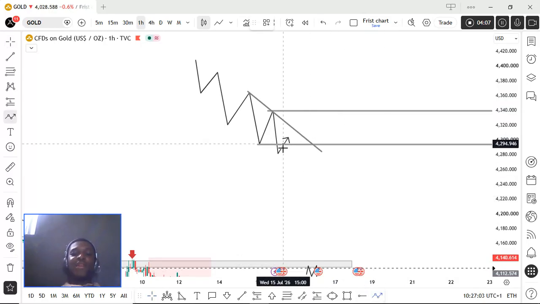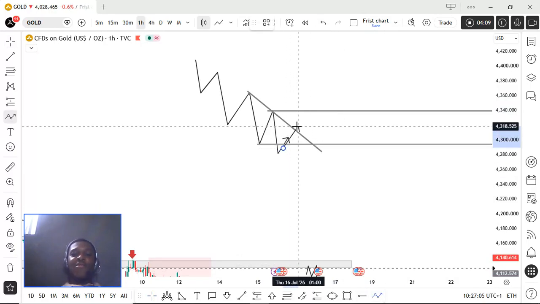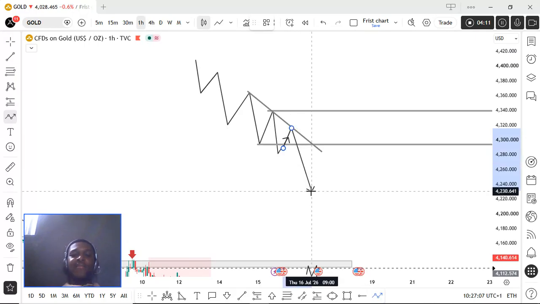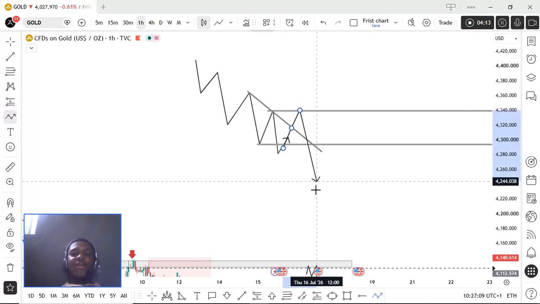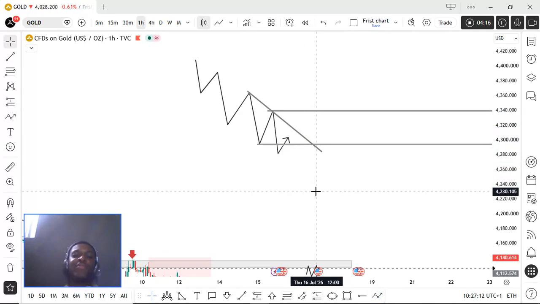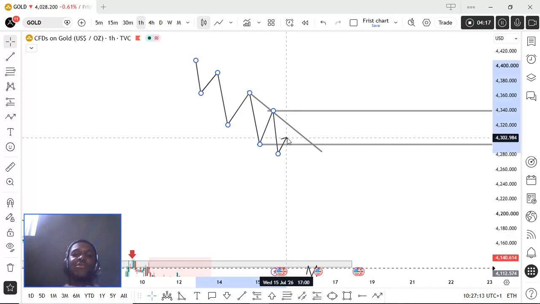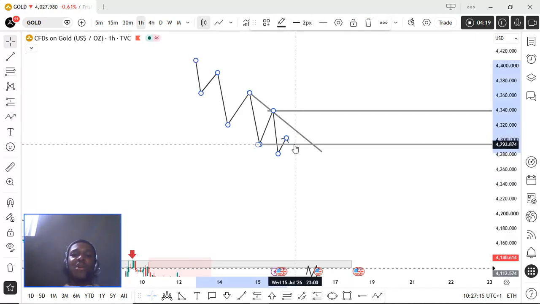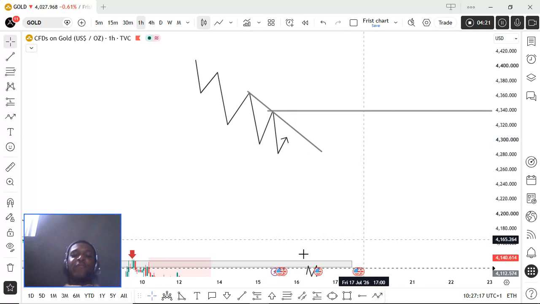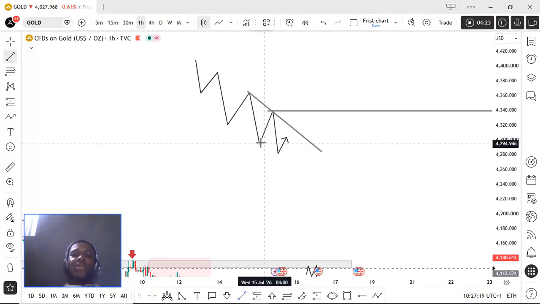Please pay attention here so that you understand. The market comes here, the market sells. Or the market comes here, then it sells. So just be patient, wait for the retracement to happen, wait for your entry signal, then you take your trade. Simple. It's nothing hard.